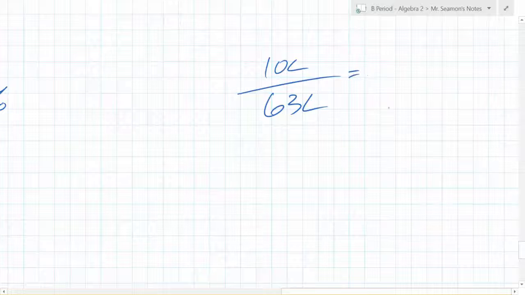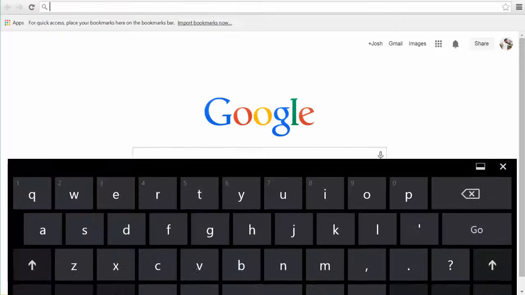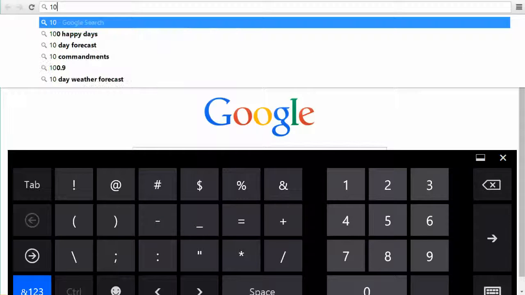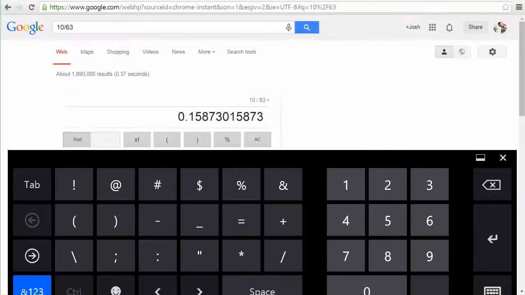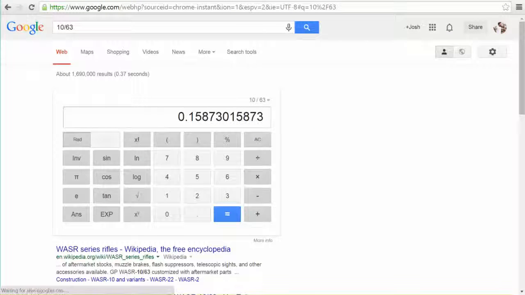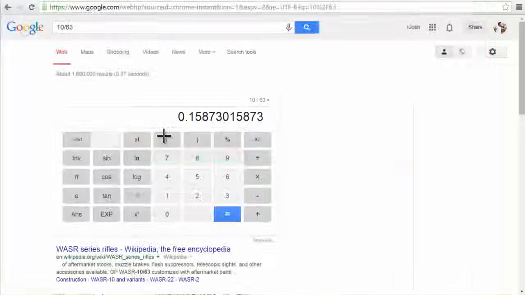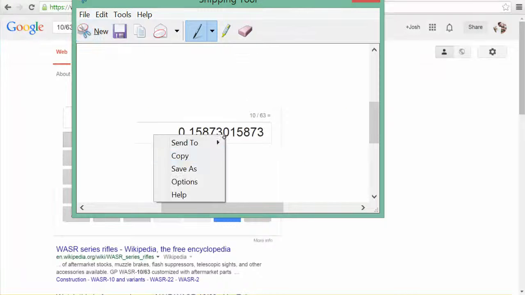You could do 10 divided by 63 on your calculator, right? You get 10 divided by 63, and you end up with 0.158, right? So you get this. So what percentage would that be?